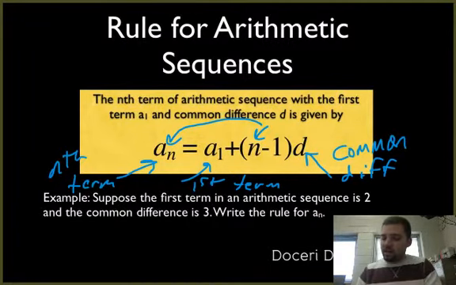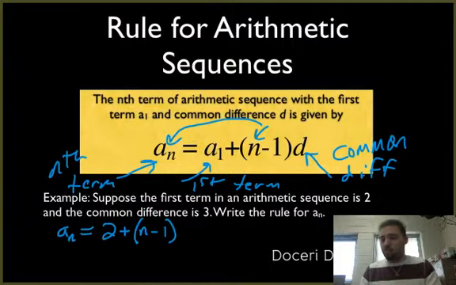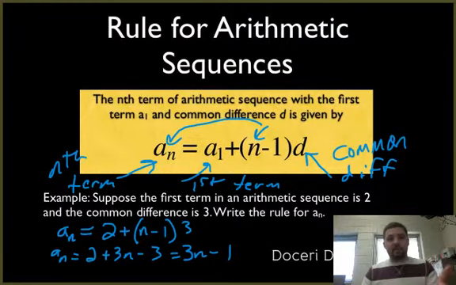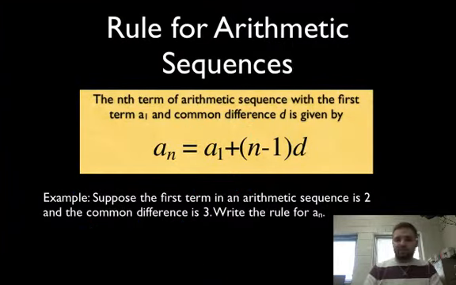Remember, this rule is going to behave like a function. So n is going to be kind of like an x if we thought about it in function terms. So a sub n equals a sub 1, that was 2, plus n minus 1 times d. Well, d we said was 3. Okay, and now we should probably clean this up a little bit. A sub n equals 2 plus 3n minus 3. And so I think I get that the rule is actually 3n minus 1. Okay, and that's the most basic use of this formula. All right, let's move on.